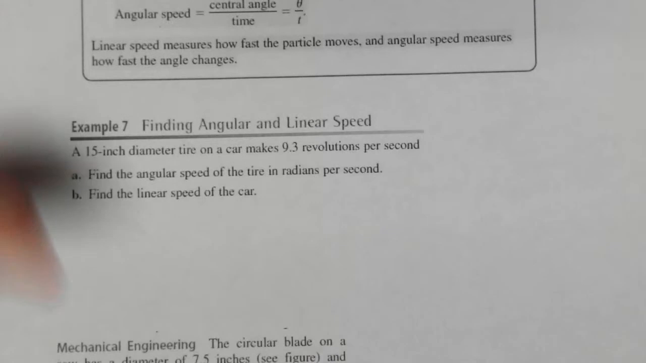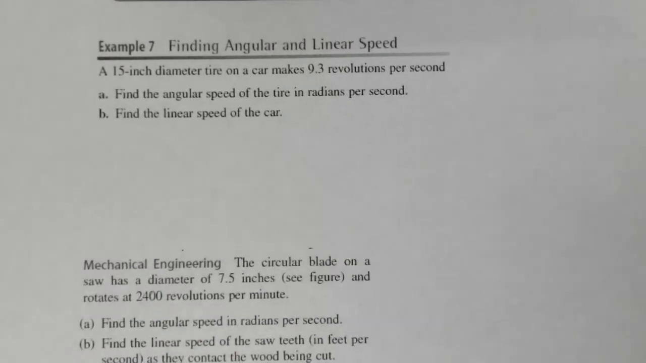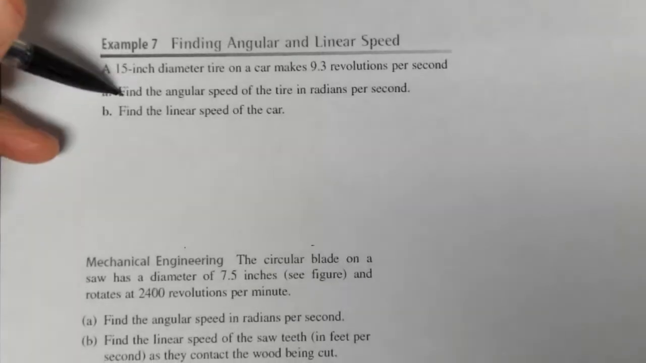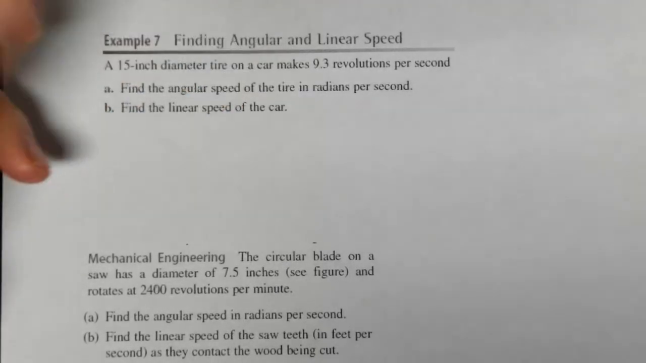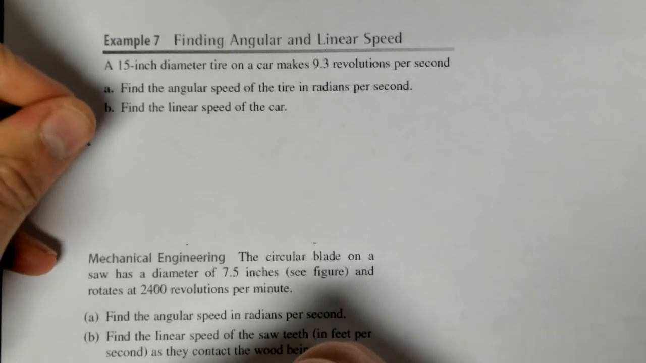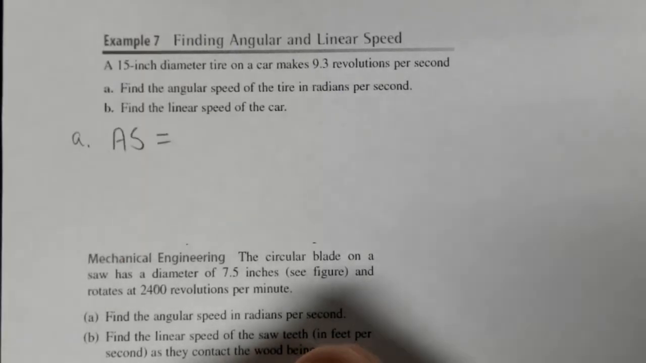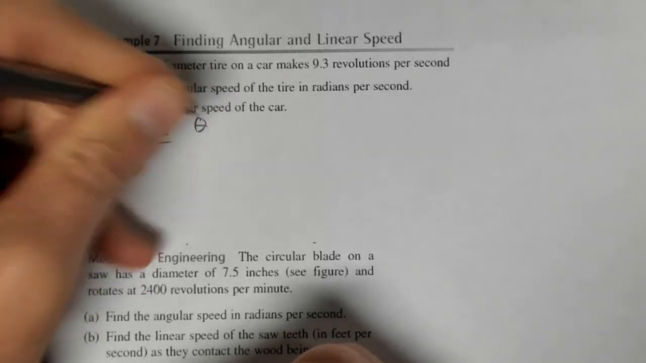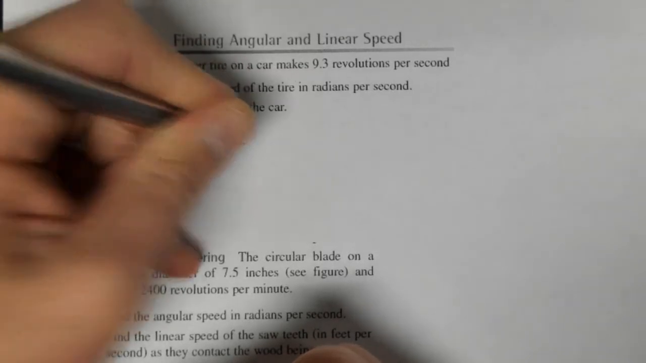So let's just jump right in and do a couple of them. Okay, so what we've got here is a 15-inch diameter tire on a car that makes 9.3 revolutions per second. We want to find the angular speed in radians per second first. All right, so for A, we're trying to find the angular speed first, right? So the angular speed formula is going to be the angle divided by the time.